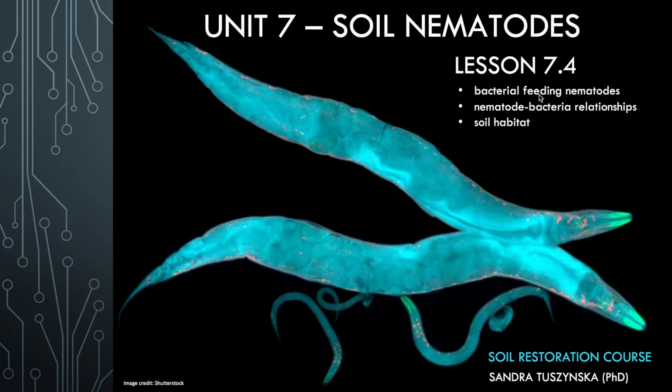So we'll look at the nematode-bacteria interactions or relationships and how they select for particular species or groups of bacteria, and also how the soil habitat in general, in terms of nutrient content, as well as soil structure and the other organisms present in the soil, affect bacterial feeding nematode populations in various soil ecosystems. Okay, so let's jump into lesson 7.4.